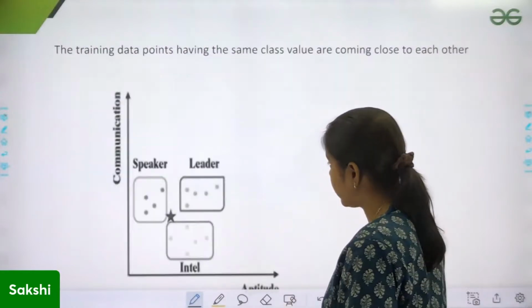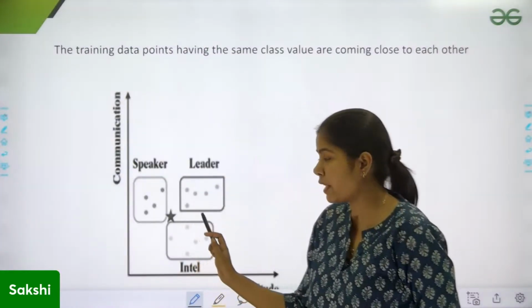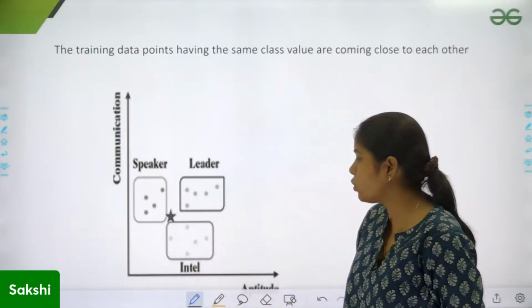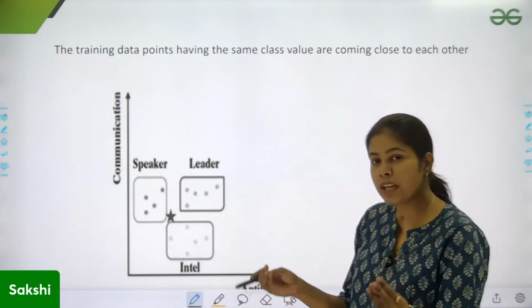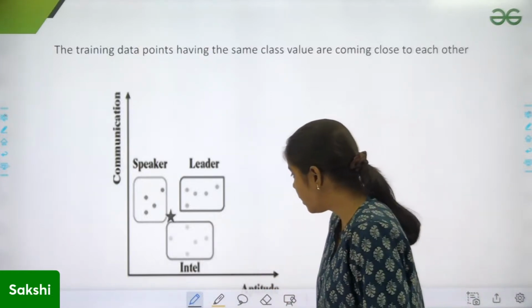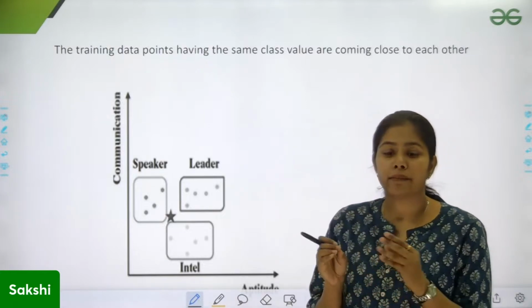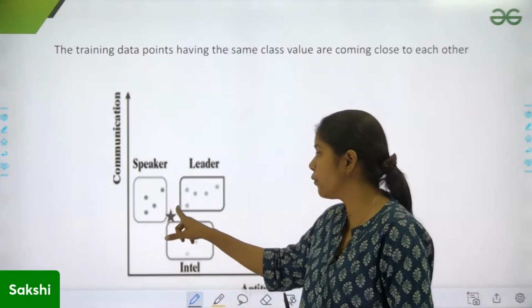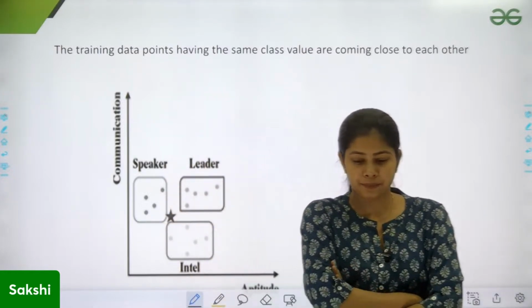Okay, so let's see this. So guys, as you can see, I have plotted the students data I have, and the star mark is for Josh, right? So let's suppose I am taking 3 nearest neighbors. Guys, I am taking 3 nearest neighbors. Tell me, would this star be classified as speaker, leader, or intel? Tell me, guys.